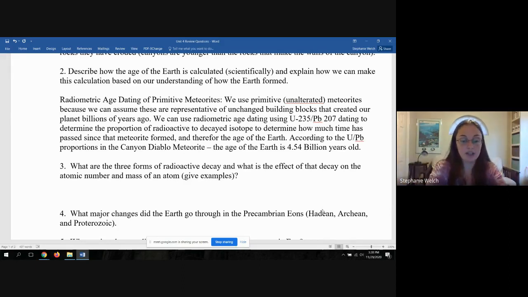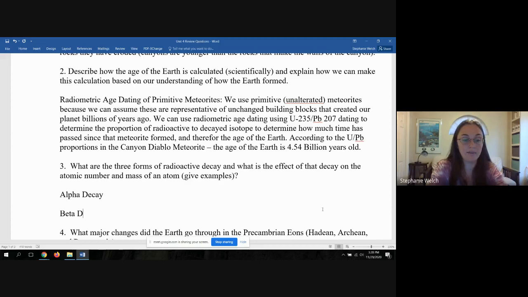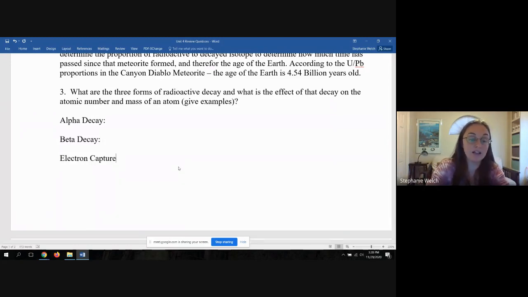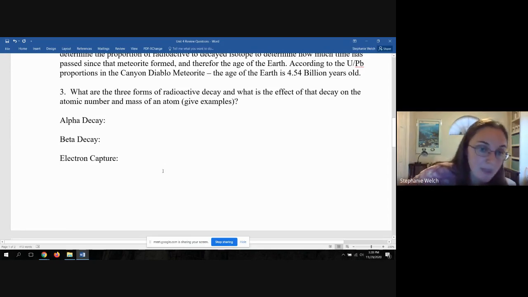So the three types of decay are called alpha decay, beta decay, and electron capture. Now, technically there's multiple types of beta decay in which slightly different things happen. There's a positive and negative beta decay that we'd get into if this was a chemistry class, but I'm not going into that level of detail.